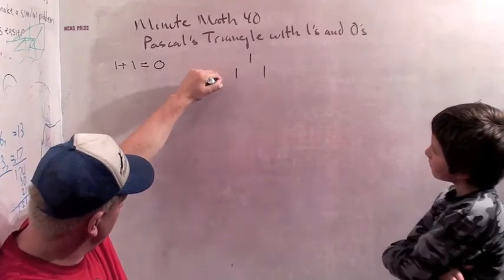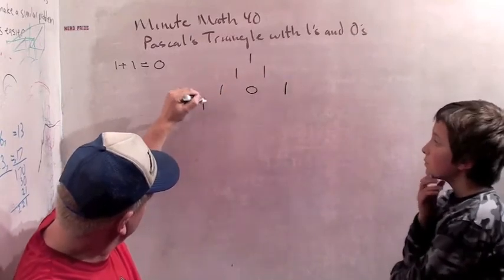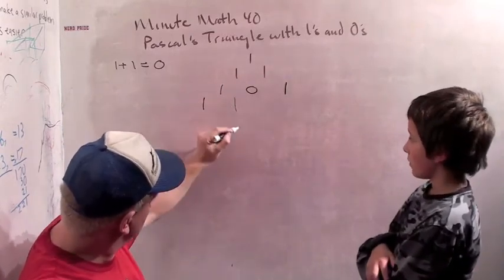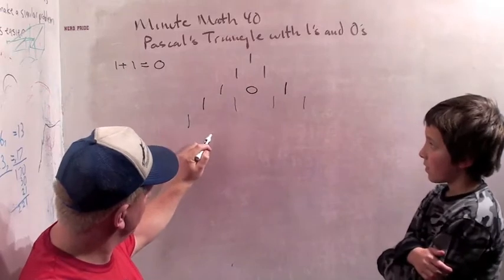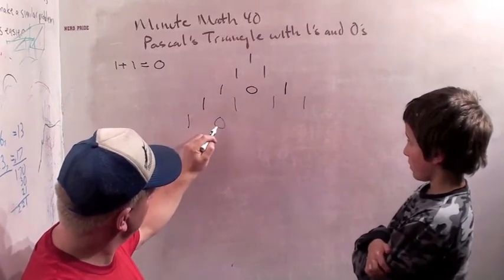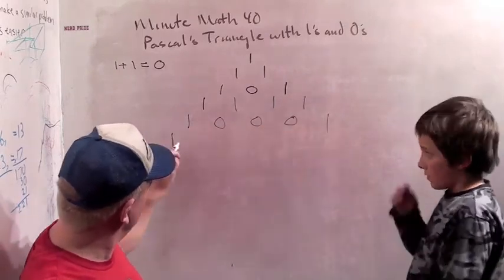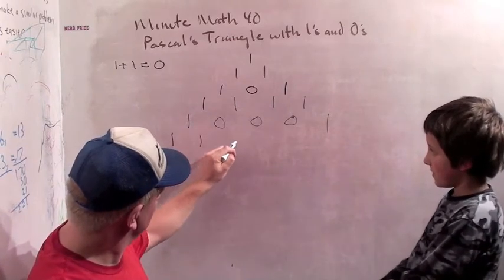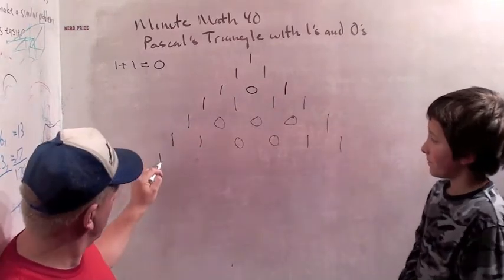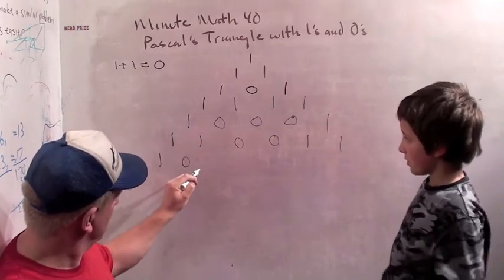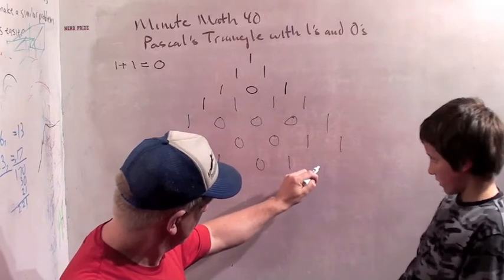So on the outside we always have 1s, and what's the middle one here? It's a 0. What's the outside? 1. Okay, so I always start with a 1. What's this middle one? 1. And? 1. Now we start with a 1 and we get? 0. 0, because 1 plus 1 is 0. Start with a 1, what do we get? 1. 0. 0. 1. 1. Start with a 1, what do I get? 0. 1. 0. 1. 0. 1.